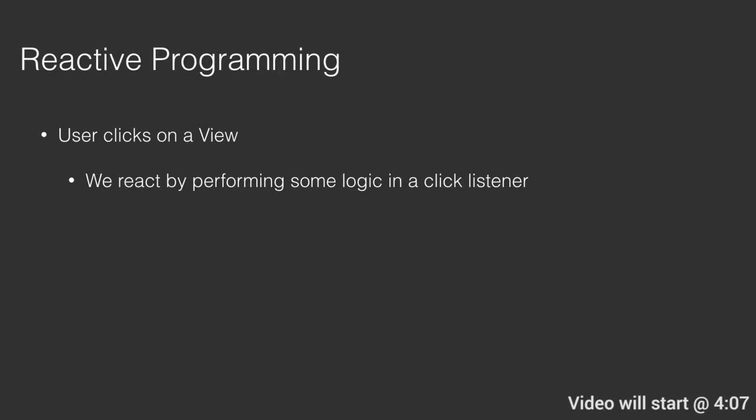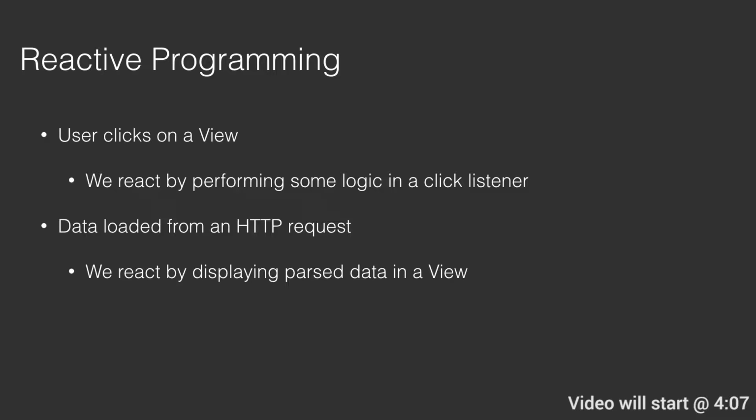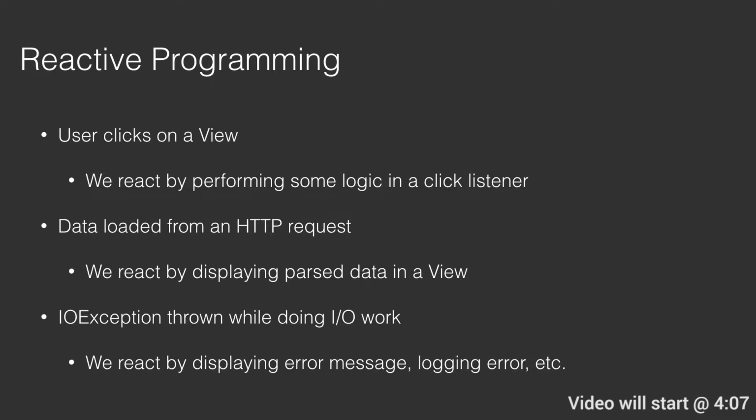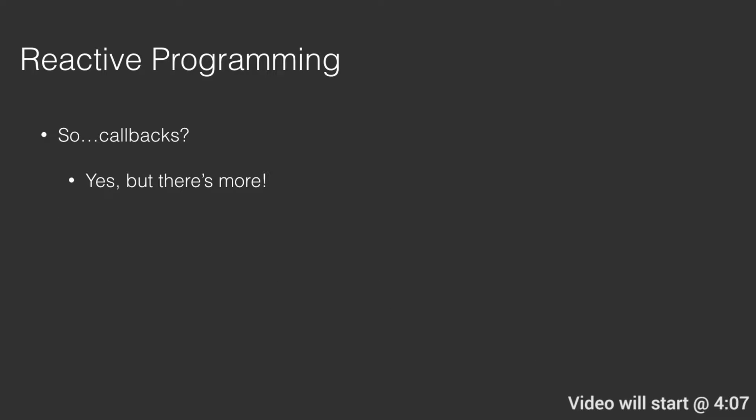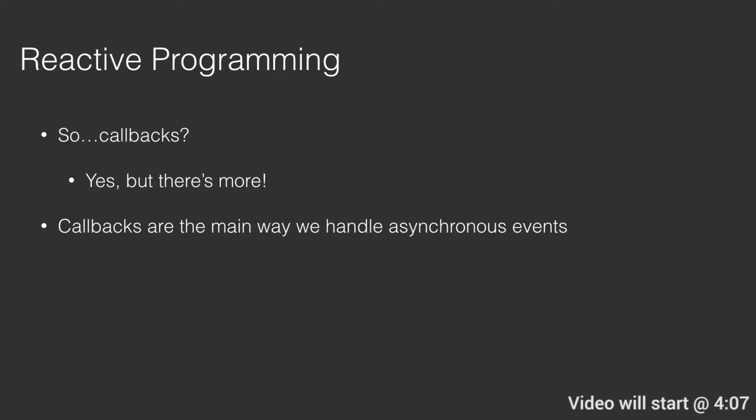So some examples are user clicks on a view, and we react by performing some logic in a click listener. Data loaded from an HTTP request, we react by parsing that data and displaying it in a view somehow. Or an exception's thrown while doing some exception-prone work, and we react by displaying an error message, logging that error, recovering if we can, etc. So basically callbacks, but it's much more powerful than just callbacks.